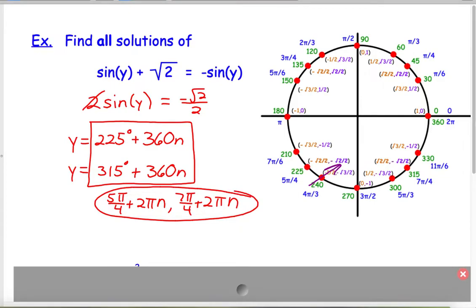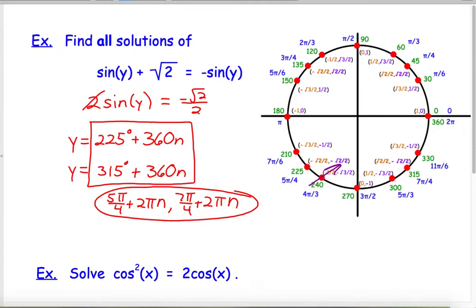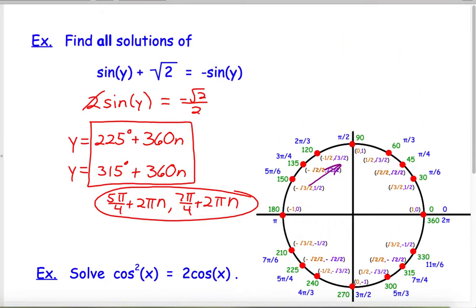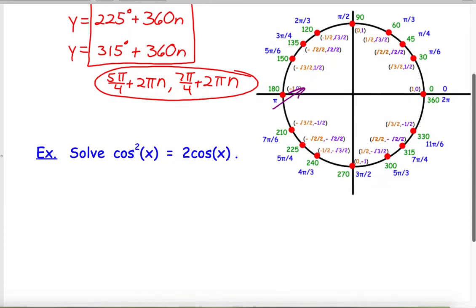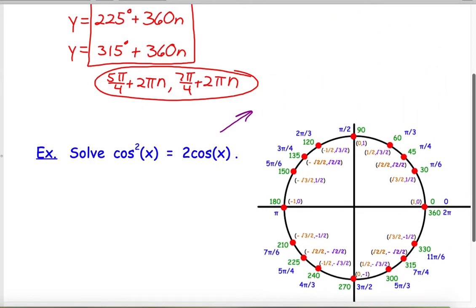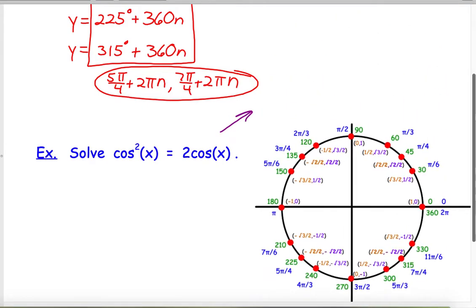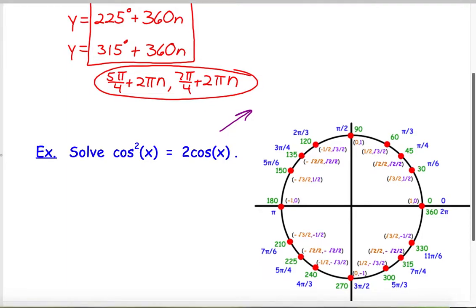Now let's take a look at another one. And we might want to borrow the unit circle here for this. All right, let's solve this one. We've got cosine squared equal 2 cosine x. There's no stipulation that x has to be in radians or degrees or within a certain range. So, how do we solve this? One of the big mistakes you can make is, hey, let's divide both sides by cosine of x. You don't want to divide by the variable because you're throwing out potential solutions here.